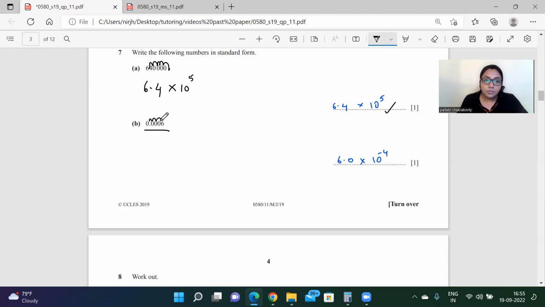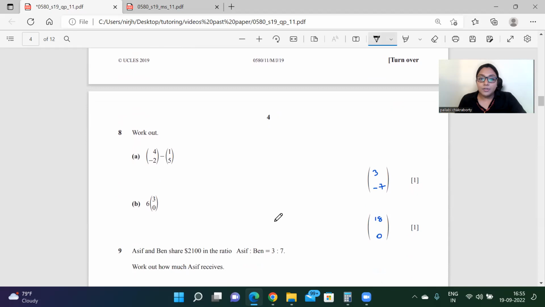1, 2, 3, 4. And you have 6.0 or 6. Both are correct, times 10 to the power minus 4. Since you are going to the right, it is negative 4. When it was to the left, it was positive 5, and so on. Okay, let's move on to the next question.